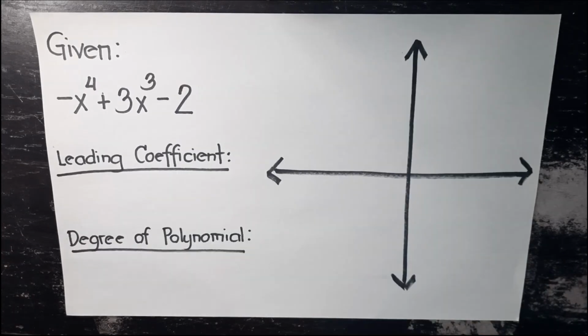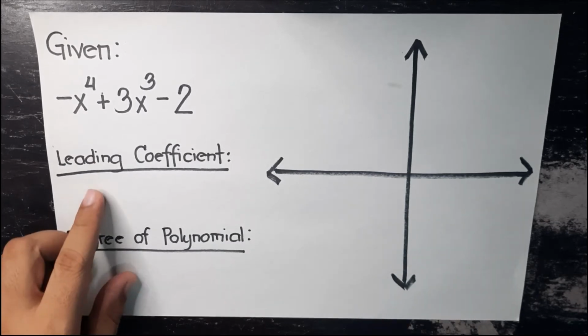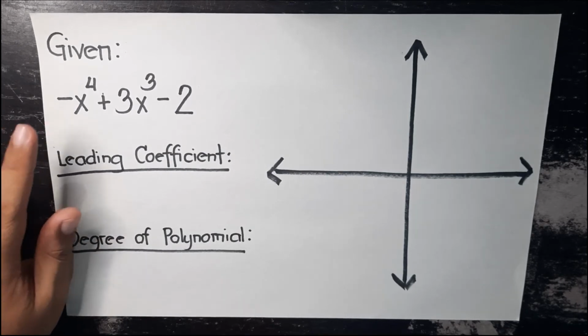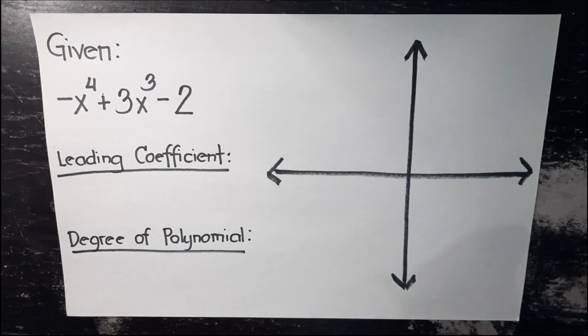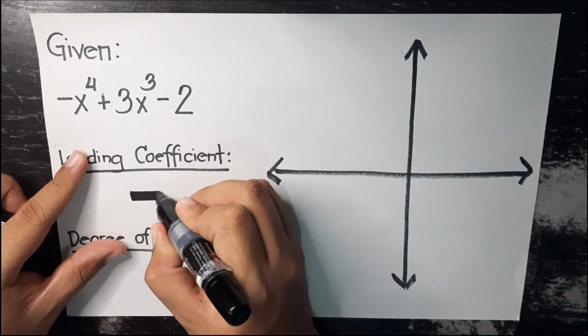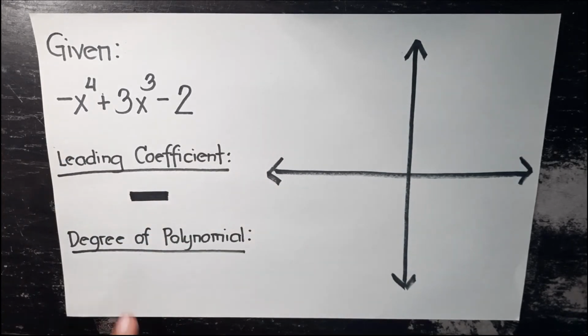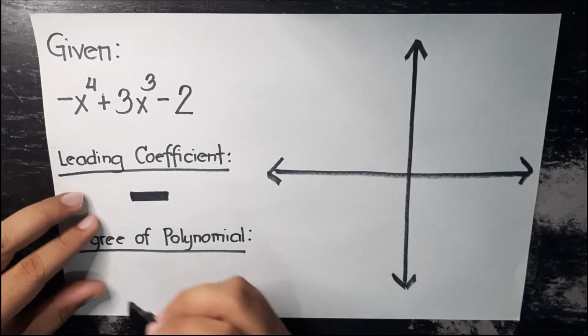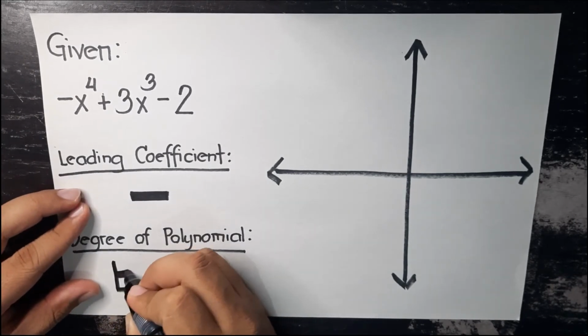For our second condition, the given polynomial is negative x to the fourth plus 3x cubed minus 2. So again, determine the direction of both hands of the graph of this polynomial. Let's start by determining the leading coefficient. The leading coefficient is negative 1, which is a negative number. So in this case, negative. The degree of the polynomial is 4, which is an even number. So the degree of the polynomial is even.